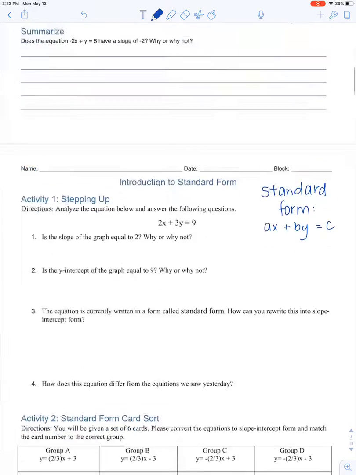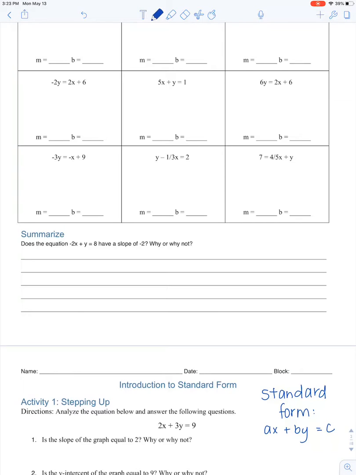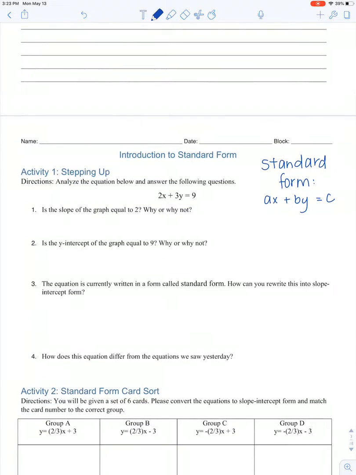But just like we did earlier where we used our knowledge of solving equations to convert into y equals mx plus b, we kind of do the same thing here because we're not given our slope and y-intercept in standard form. It's just a form in which a lot of equations are written.